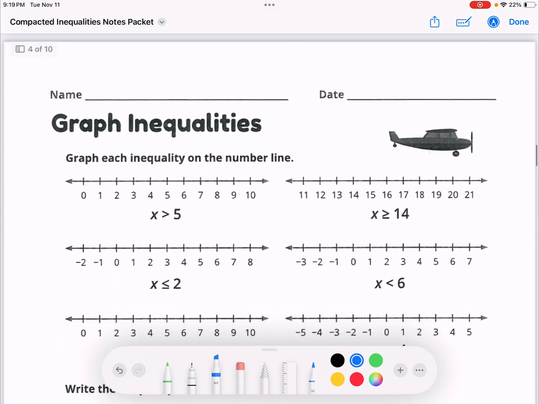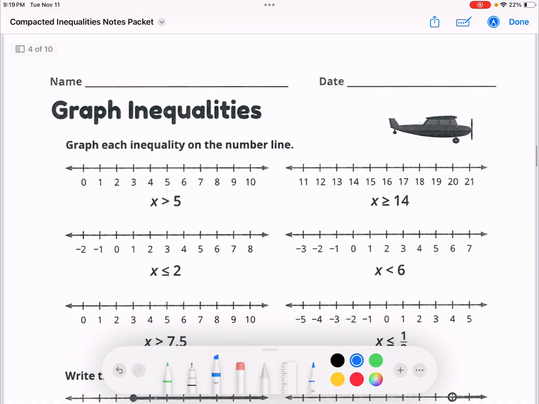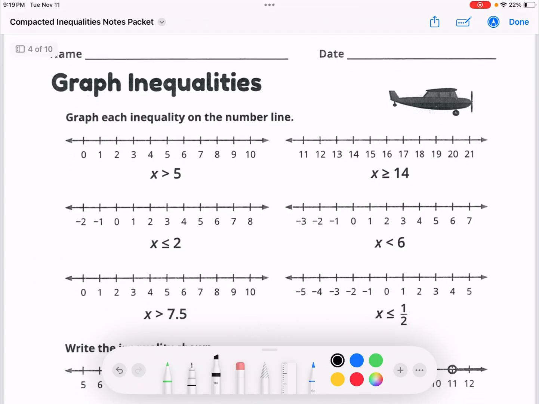So we have our first practice right here. I'm going to do one or two of them, and the rest you will do when you get to practice time. So let's look at a few of them. Graph each inequality on the number line. x is greater than 5. So I know I need an open circle at 5. And if that's saying x is greater than 5, I want to put my arrow towards the numbers that are greater than 5, and I need to make sure I put my arrowhead on the end.